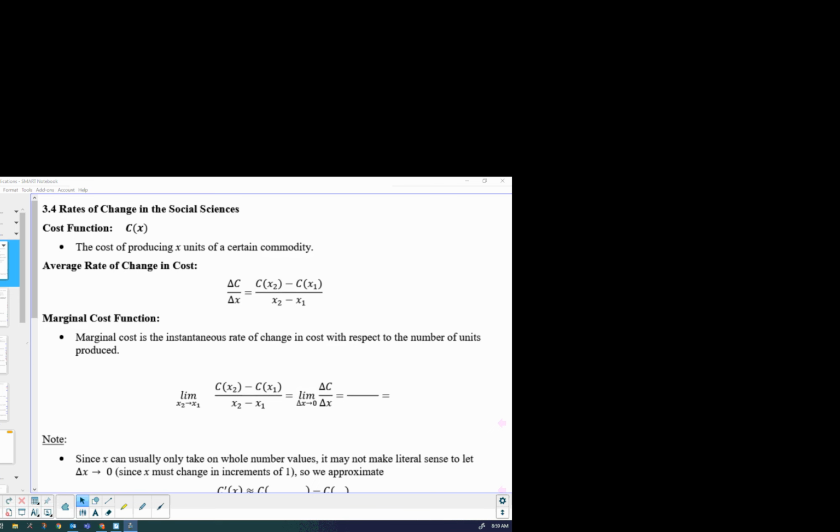So here we go. If c of x is a cost function, c represents the cost, and x would be the number of units of whatever you're making. So the cost is a function of how many things you're producing. All right. So the average rate of change in the cost makes sense, just like a slope. Change in cost over change in the number of units that we're making, and that would give us the average cost per unit for however many units we were looking at there.